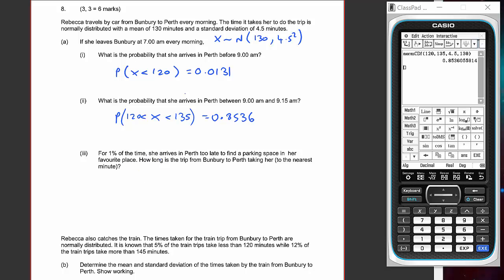For 1% of the time, she arrives in Perth too late to find a parking space in her favourite place. How long is the trip from Bunbury to Perth taking her on those occasions? So, if we look at the distribution, what we're wanting is for this to be 0.01, or alternatively this to be 0.99.